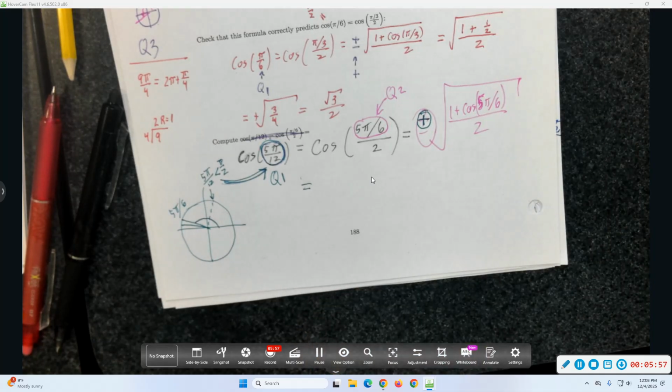So let's take one step at a time. What's the cosine of 5 pi over 6? Negative root 3 over 2. I hear a negative root 3 over 2. Do I hear a second? Nice, yeah.